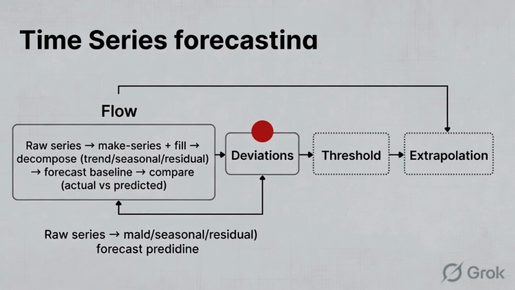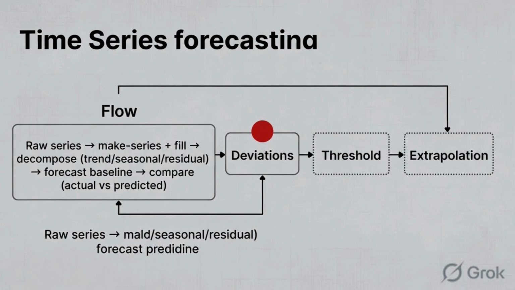Now the magic branches. Compare actual versus predicted. Any big deviation from the baseline triggers a deviation alert, proactive anomaly detection. Or extrapolate to threshold. Keep forecasting until the predicted line hits your capacity limit, e.g., 90% CPU. Tells you exactly when to scale up.